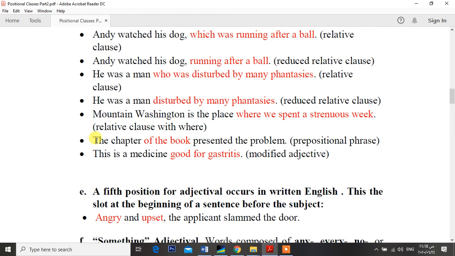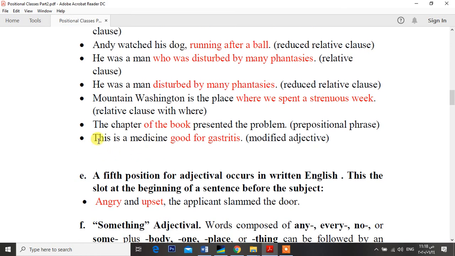The next: the chapter of the book presented the problem. Prepositional phrase. Here, of the book is regarded as a prepositional phrase. The last one: this is a medicine good for gastritis. Modified adjective. Good for gastritis is a modified adjective.